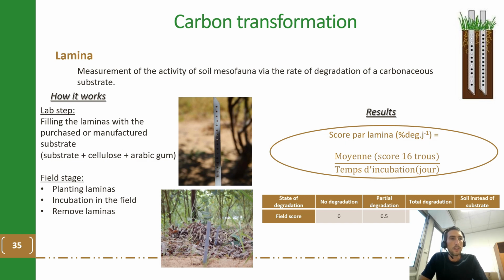After incubation, a score is assigned to each hole according to the state of degradation of the substrate: 0 for no degradation, 1 for total degradation. The average score for the 16 holes divided by the incubation time in days is used to calculate a percentage of degradation per day, and therefore a rate of degradation, which reflects the activity of the soil's mesofauna and small macrofauna.